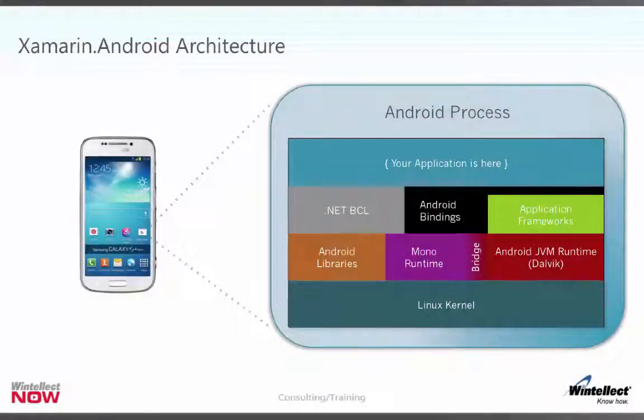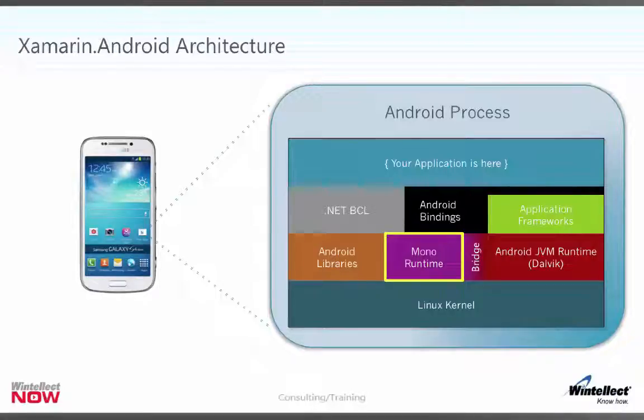Xamarin.Android also includes several runtime components which are included as part of your application package. First, a highly tuned mobile version of the Mono runtime is used to execute your code. This provides the same types of runtime services as the CLR, things like just-in-time compilation, optimized garbage collection, and type checking. It has tight integration with the Android JVM, utilizing Dalvik to execute Java-based components.